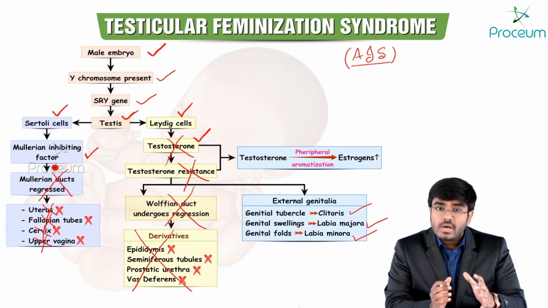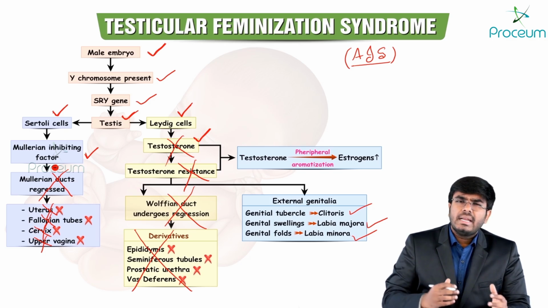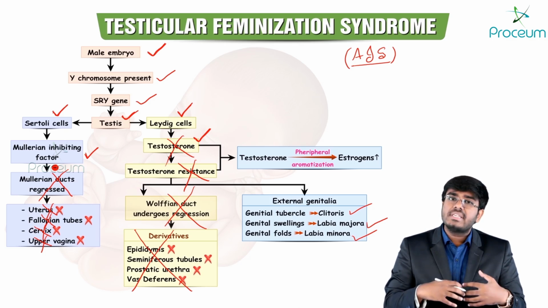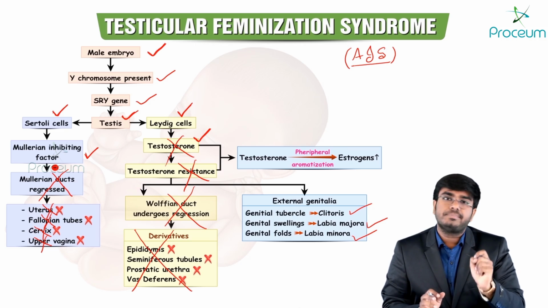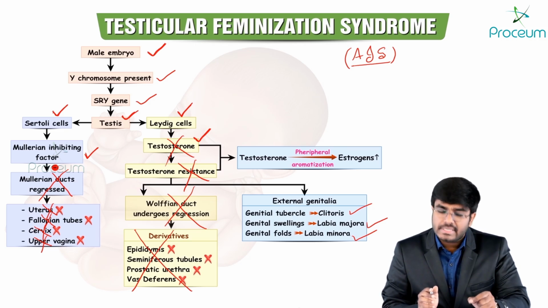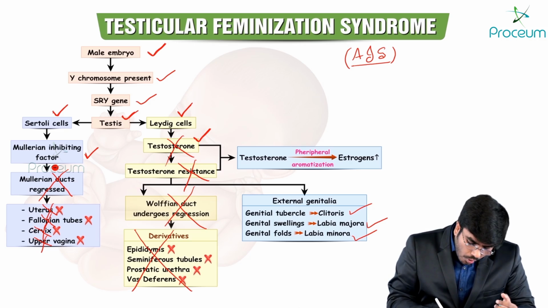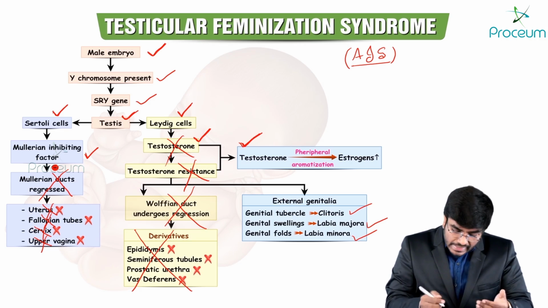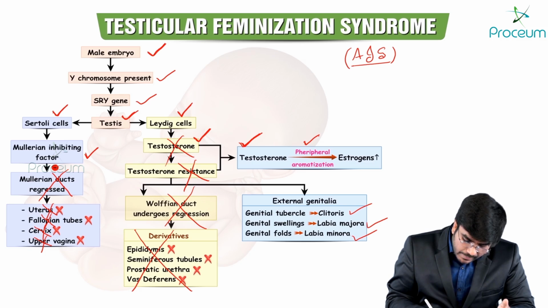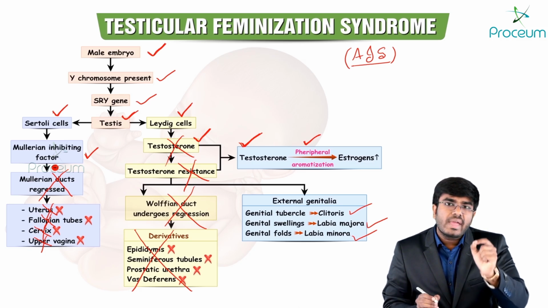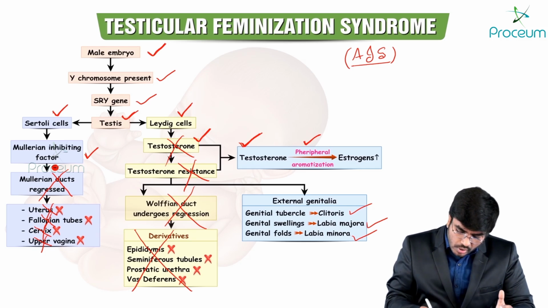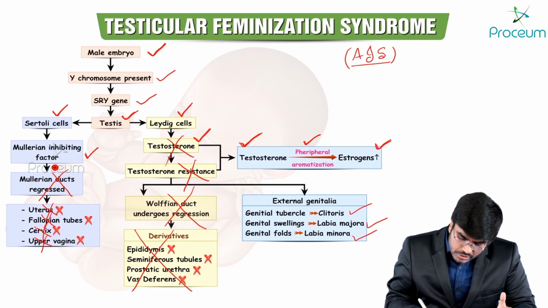Why? Because, see, please concentrate. Does this male child have testosterone or not? Yes, testosterone is there, but it is non-functional. Now, what happens is, all this testosterone in the body is getting peripherally aromatized with the help of the enzyme aromatase in the adipose tissue. All this testosterone is getting converted into estrogens.